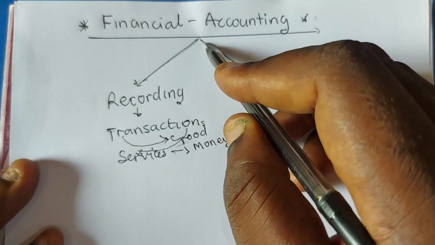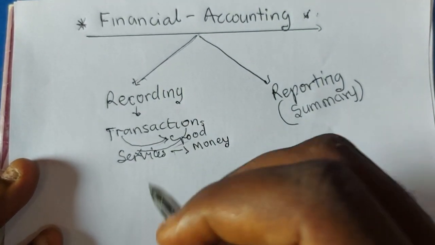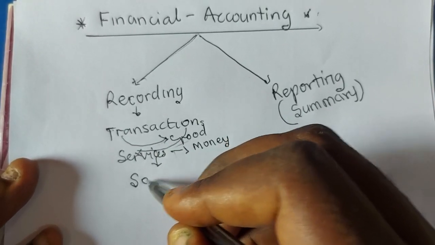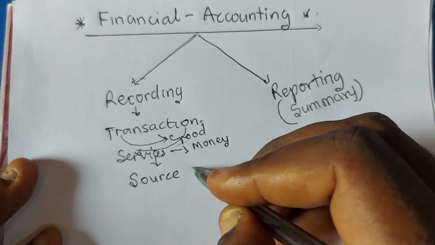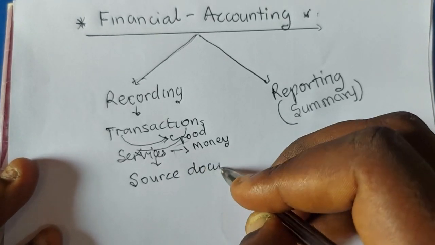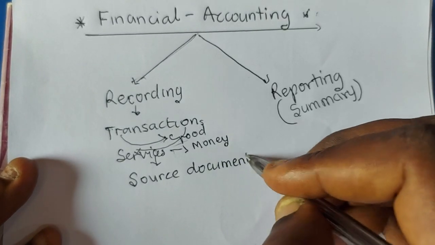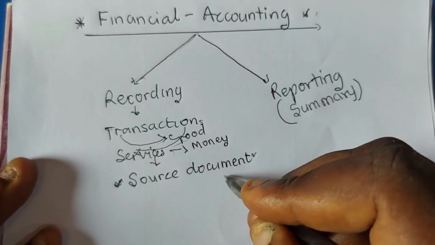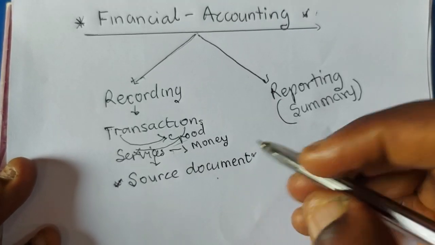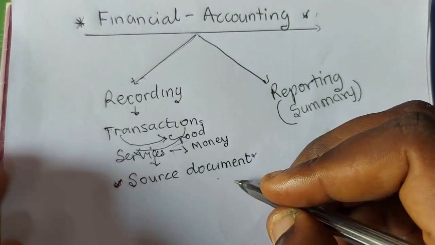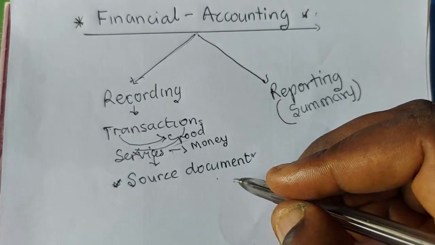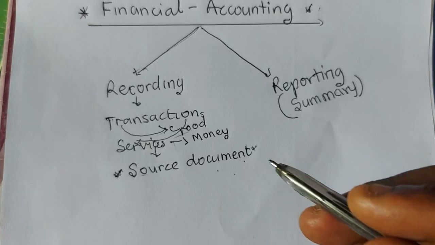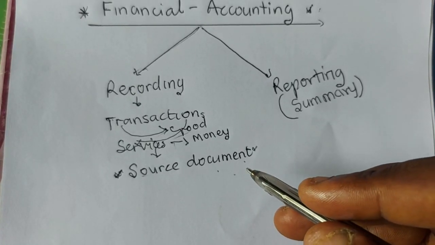The recording will start when transactions occur. All businesses go into transactions. So when transactions occur, they will first be recorded in what we call source documents. Examples of source documents are receipts, invoices, credit notes, debit notes, bank teller, checkbook, and the rest. It is recorded in the source documents as evidence that the transaction has occurred.